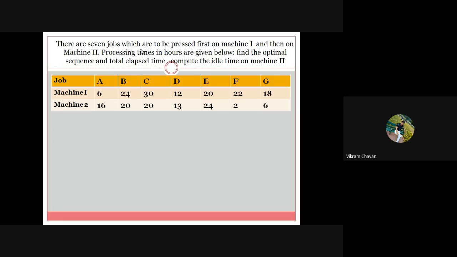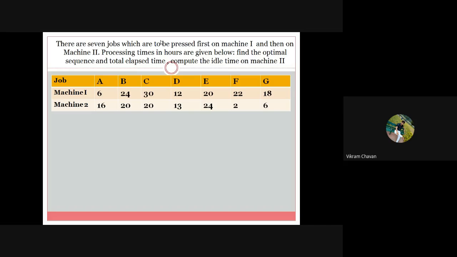on machine 2. Job B has 24 hours on machine 1 and 20 hours on machine 2. Job C has 30 hours on machine 1 and 20 hours on machine 2. Job D has 12 hours on machine 1 and 13 hours on machine 2. Job E has 20 hours on machine 1 and 24 hours on machine 2. Job F has 22 hours on machine 1 and 2 hours on machine 2. Job G has 18 hours on machine 1 and 6 hours on machine 2.